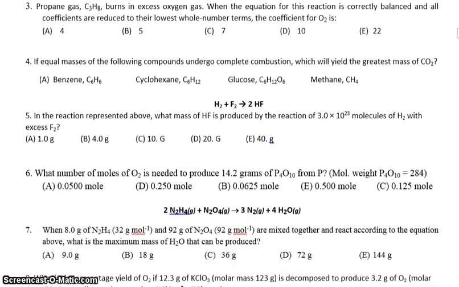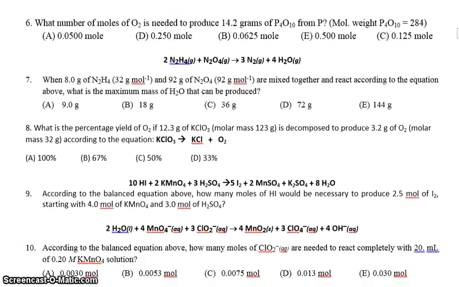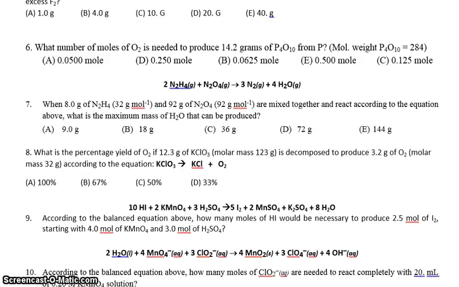Let's skip number 5. Try number 5 on your own. Let's do number 6. What number of moles of oxygen is needed to produce 14.2 grams of P4O10 from P? And molecular weight is given to us. What we'll have to do here is actually write the chemical equation. This is common. You sometimes have to write a chemical equation before you can work with a reaction. So P4O10 is our product. That's made from phosphorus and from diatomic oxygen. To balance the equation, you put a 4 in front of the phosphorus and a 5 in front of the oxygen.